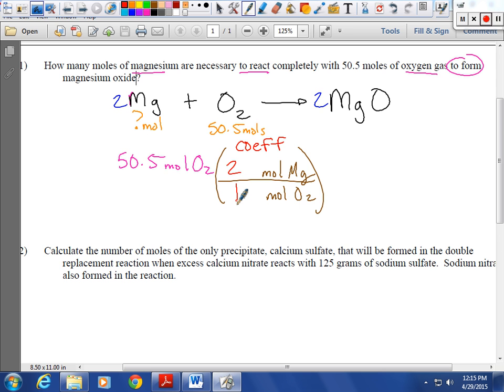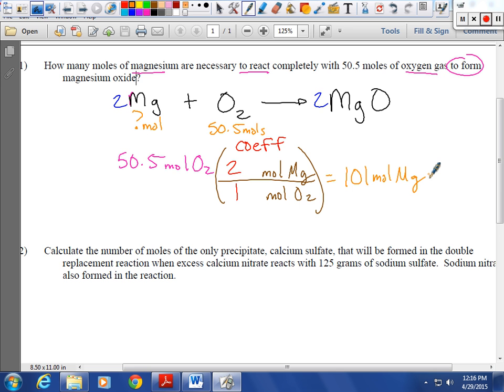Now, how many sig figs do I have in my answer? I've got 3, so I need 3. What is 50 and a half times 2? Very good, 101. 101 moles of Mg. Now, so have I answered the question? Yes. I want to go one step further just to show you.